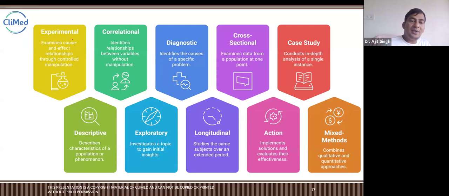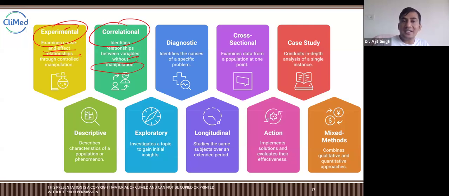Examining the cause and effect relationship, as we were talking about, means causal relationship is assessed by experimental studies. Then correlational studies are there. These identify the relationship between variables without manipulation. So they only check correlation, not the causal relationship.